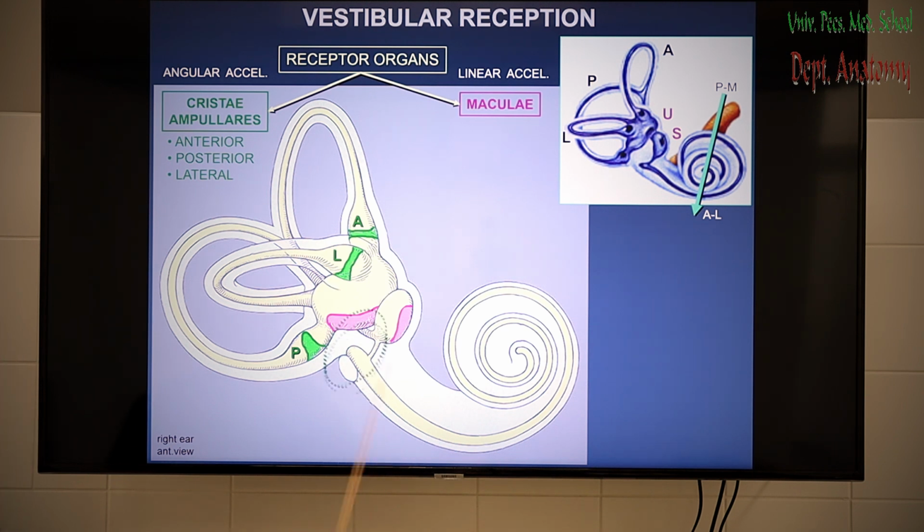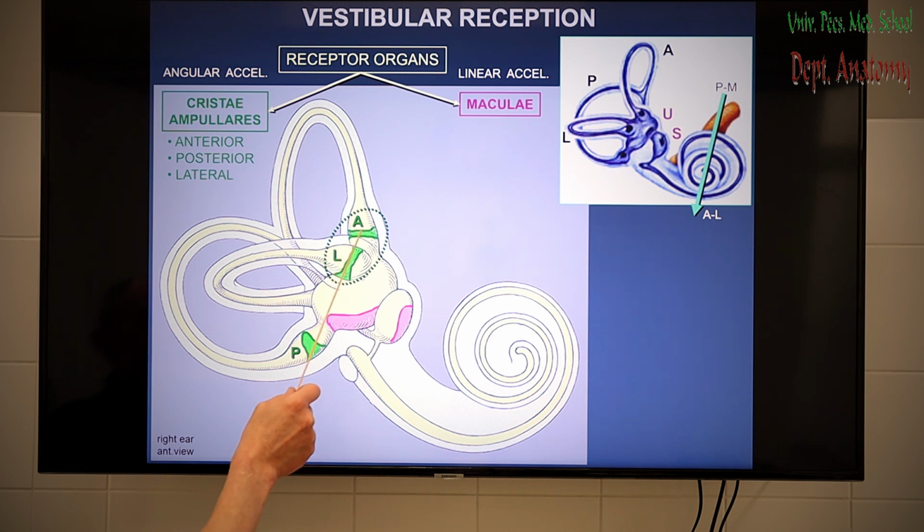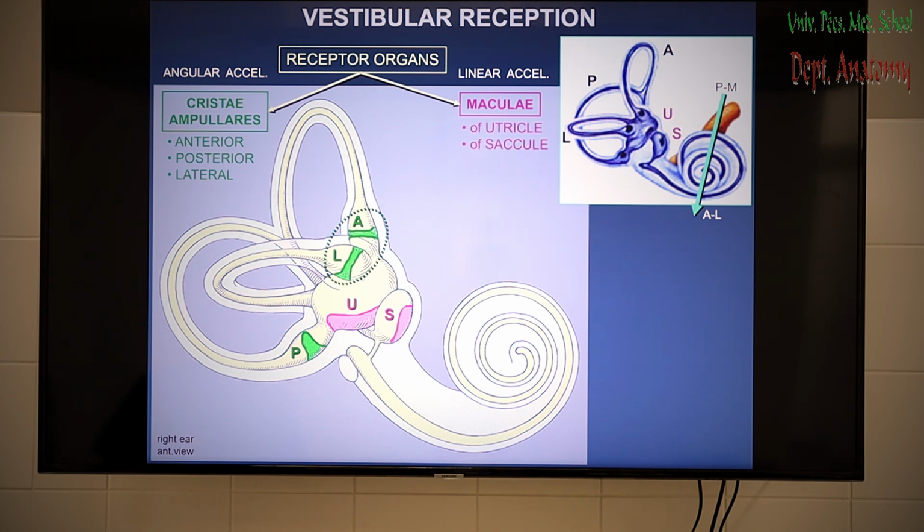Please note that those of the anterior and lateral are fairly close to each other, while that of the posterior semicircular canal is farther separated from them. You understand that these dimensions are equal to millimeters or parts of a millimeter only, but this has a little bit of importance for future learning.